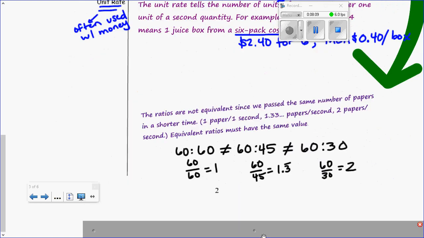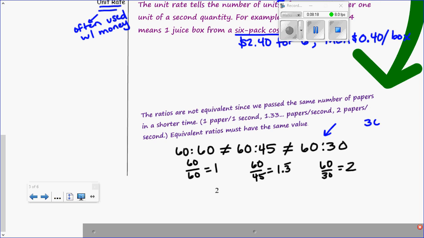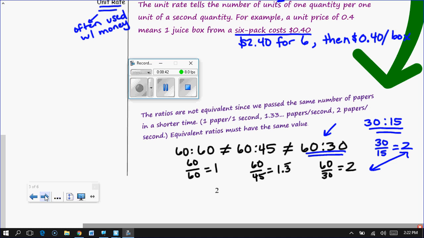Now, what if we did a trial and we said, okay, let's have this person here, whoever passed these papers out, let's have them pass out 30 papers and see how long it takes. And if it only took them 15 seconds, then 30 over 15 is 2. So therefore, those are equivalent ratios. So 30 to 15 and 60 to 30, those are equivalent ratios. So there can be equivalent ratios. You'll get the same thing when you divide the numbers. Okay, so that's just a brief introduction on ratios, rates, and what they are.